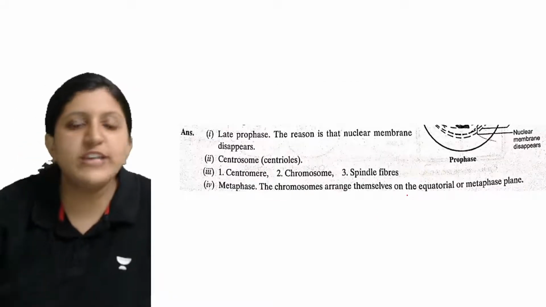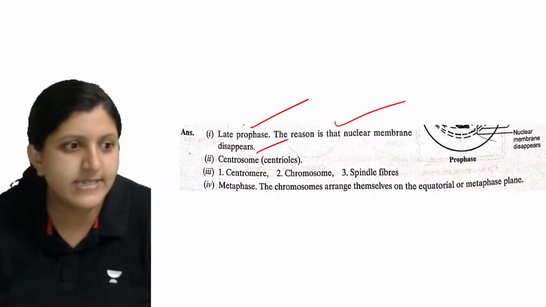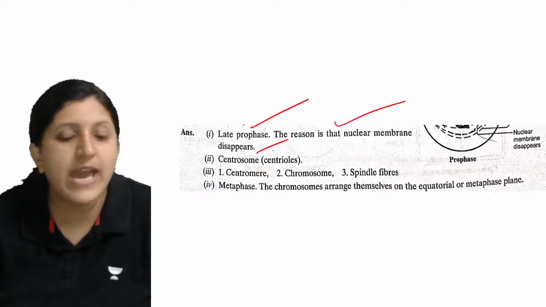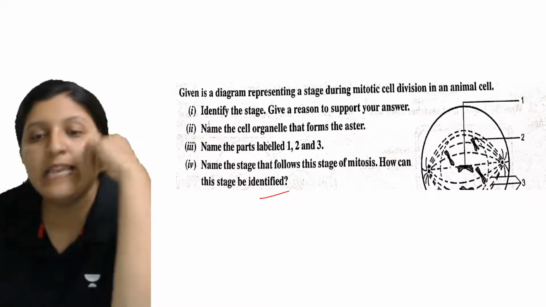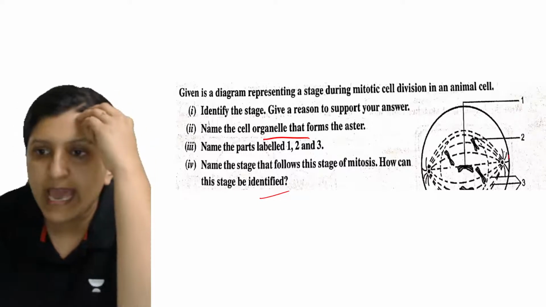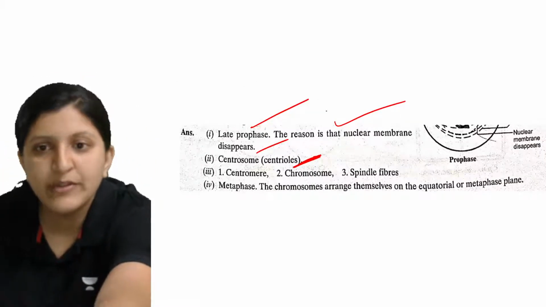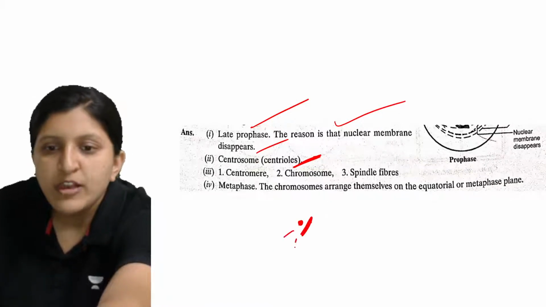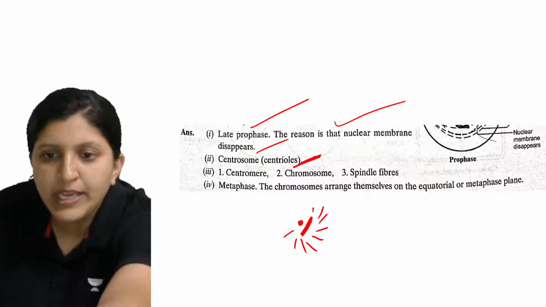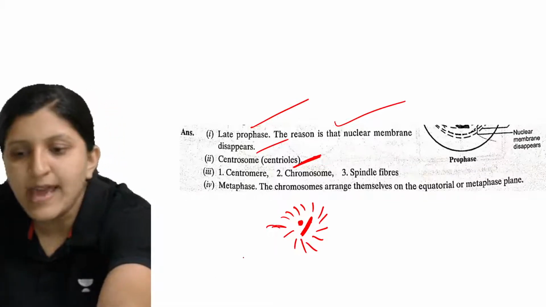So this one is late prophase. The reason is that the nuclear membrane is disappearing, and you can see there is a centrosome formation. So this is basically the cell organelle that forms the aster. So this is the centrosome. The centriole is the one which is forming. So let's say this is the centriole. There are aster rays radiating from here. So the whole structure is called the aster there.